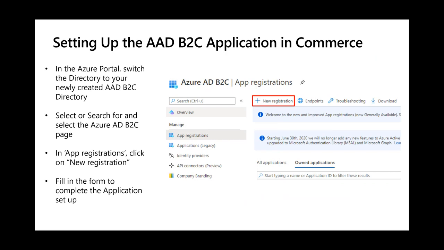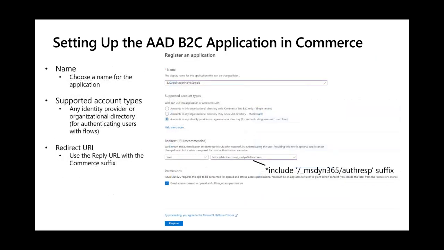You'll be presented with a form to fill out for the information for the application. Now name your application, and that's a name of your choice. And then you'll see the supported account types. And choosing the bottom option, which is the option showing accounts in an identity provider or organizational directory. And you'll see in parentheses for authenticating users with user flows. And that's what we want for the commerce system.